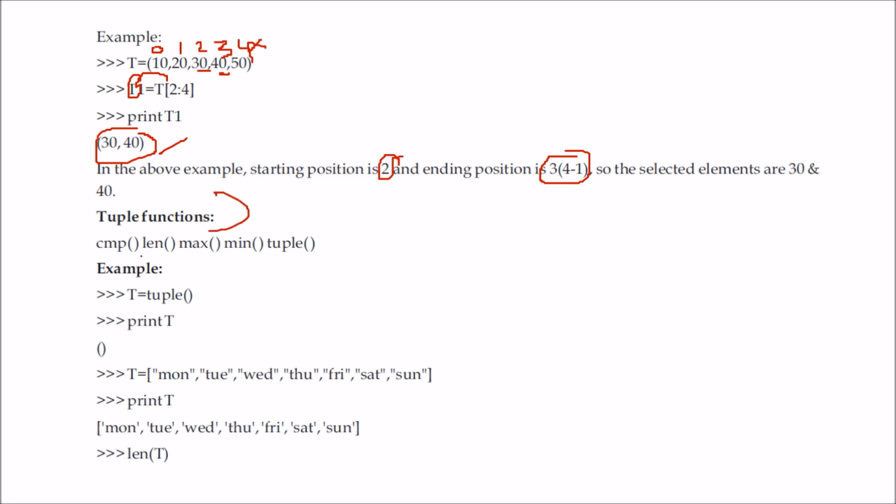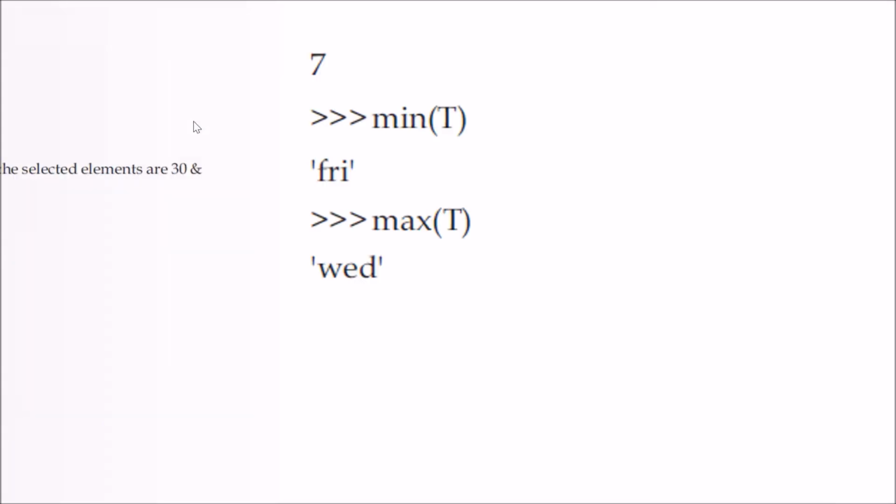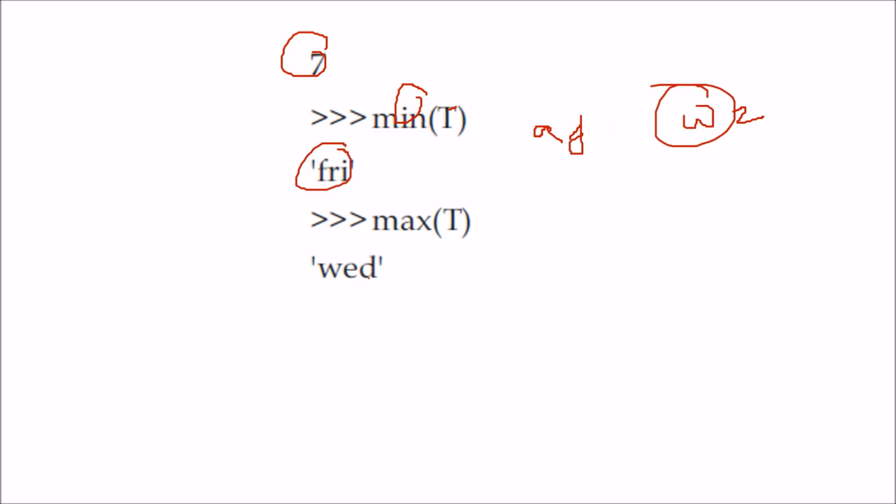Tuples have various functions like compare, length, max, and min. You can create an empty tuple using this: t is equal to tuple, or t is equal to empty parentheses. You can print t, you see this empty tuple. You can also initialize a tuple like this: Monday, Tuesday, till Sunday. When you print, this will come. When you want to find the length of t, 1, 2, 3, 4, 5, 6, 7, 7 items are there, so 7 will be shown. If you want to find the minimum of t, because you compare from A to Z, F will come first, so the minimum will be Friday. W will come last, so W will be maximum.